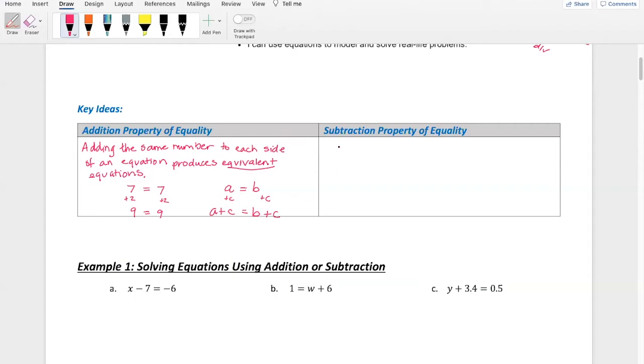And the same thing goes for subtracting. Subtracting the same number from each side of an equation produces equivalent equations.